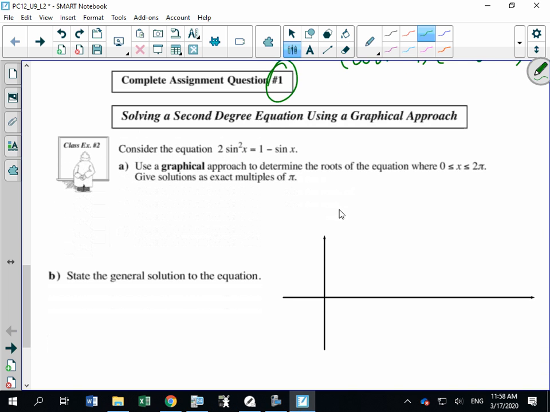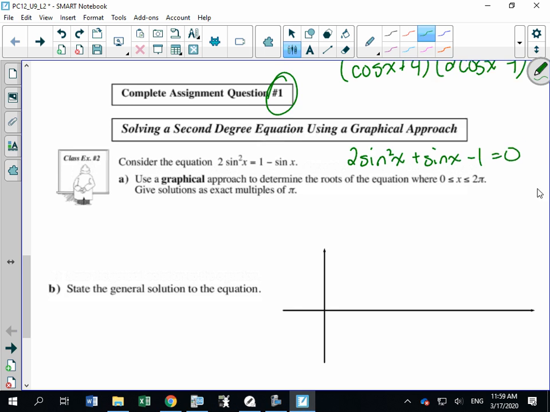If we do this graphically, there's 2 different approaches I could do. I could bring everything to one side of the equal sign. So I could do 2 sine squared x plus sine of x minus 1 is equal to 0. And I could graph this. It would be a sine graph, and I would be looking for my zeros. That's one approach, and it would work. You could try it. You'll get the exact same answers.